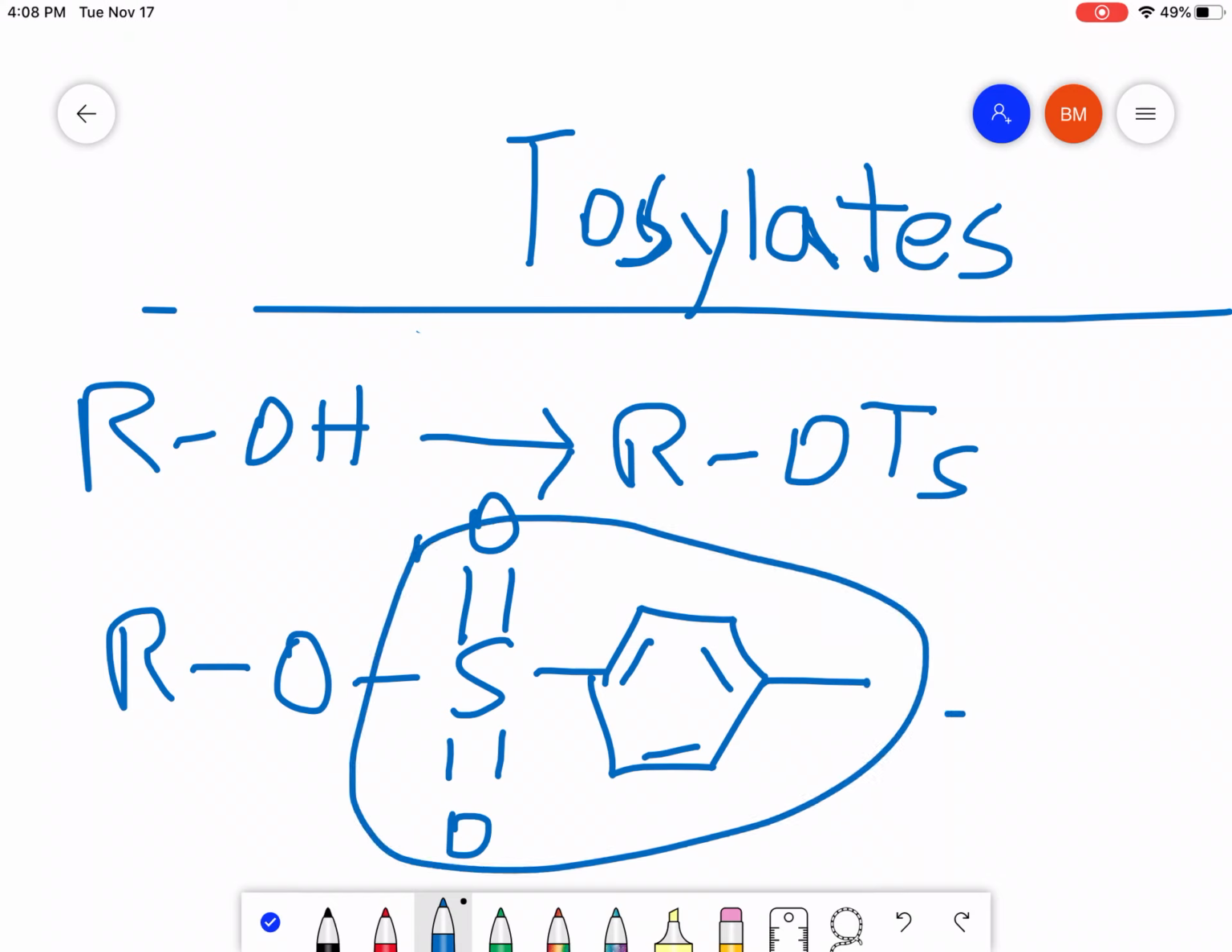This right here is the Ts part. So you can kind of see why we wouldn't want to have to draw that every time, right? So that combined with the RO, that's your tosylate, all right? This is referred to as a tosyl group.